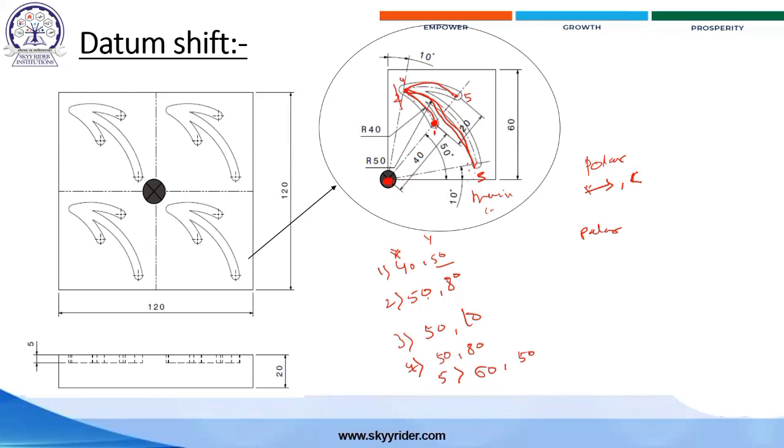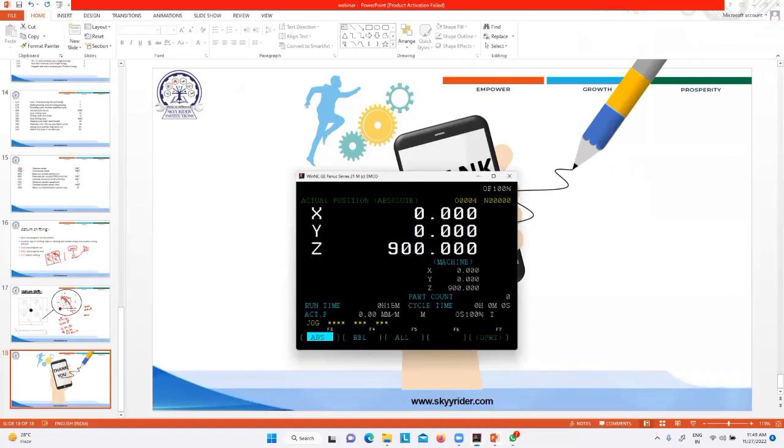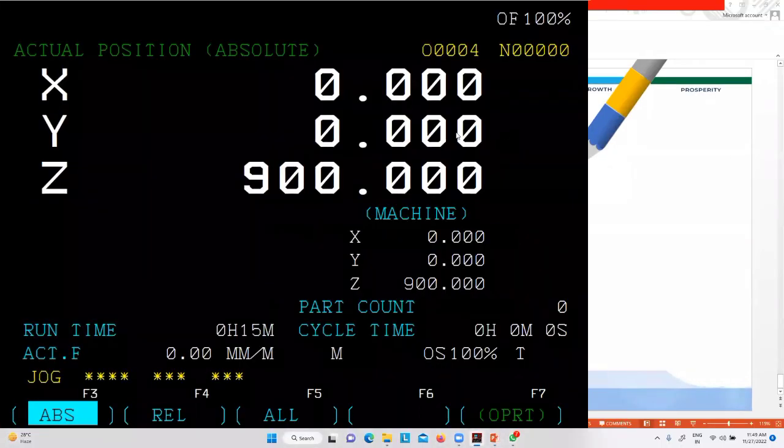Okay, now let's write a program for this. Here is how we will write it in the software. So here is my software, which I have already opened. In this software we are going to write the parameters.